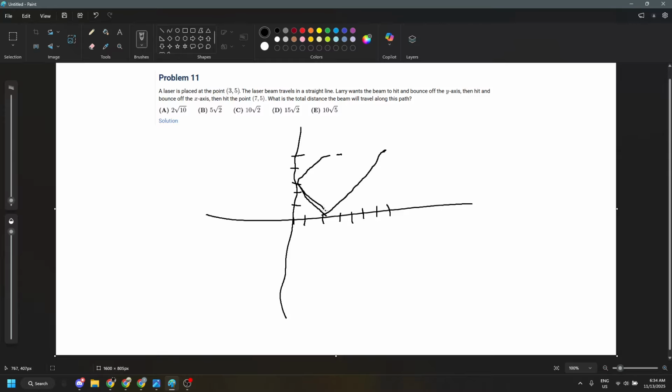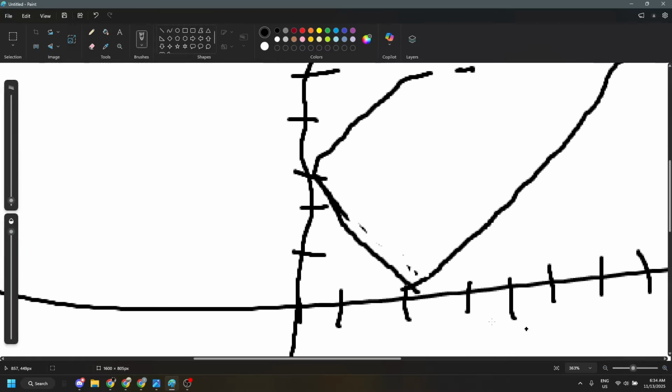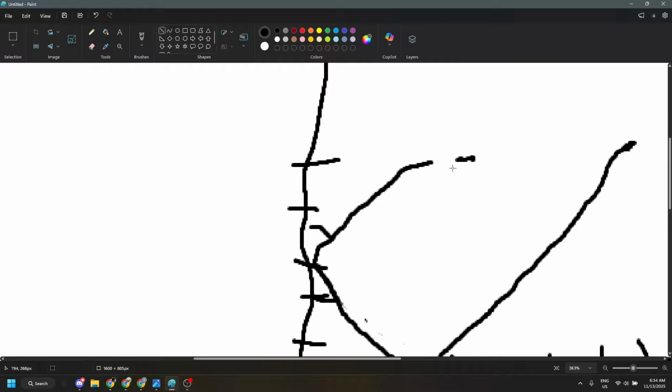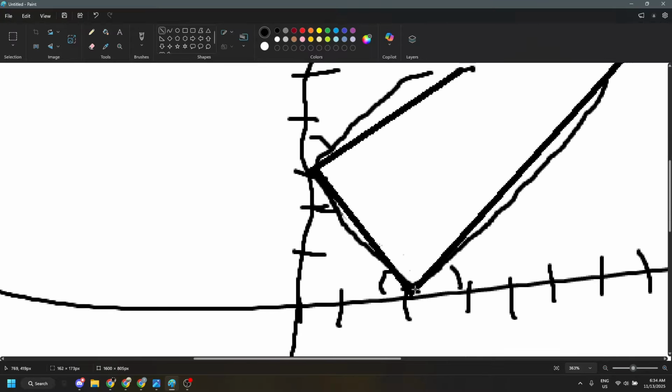Okay, so let's think about when it bounces off an axis. What does that mean, really? It means that this angle is going to be the same as this angle, and this angle is going to be the same as this angle. So what does that mean for us? If we're going here, and then here, and then here, and then here. That looks about right.